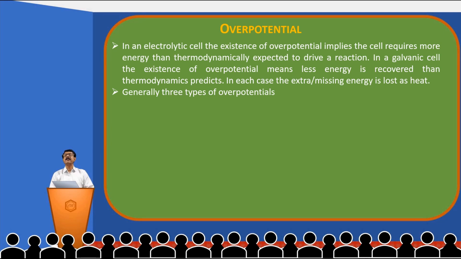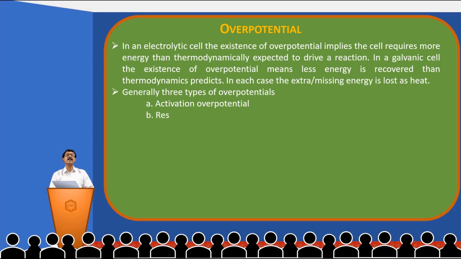One is the activation overpotential. If in a reaction the electron transfer is slow, such reactions will have high activation energy. For such reactions to occur at a reasonable rate, a significant increase of applied potential over the equilibrium value is necessary. This excess potential is known as activation overpotential.